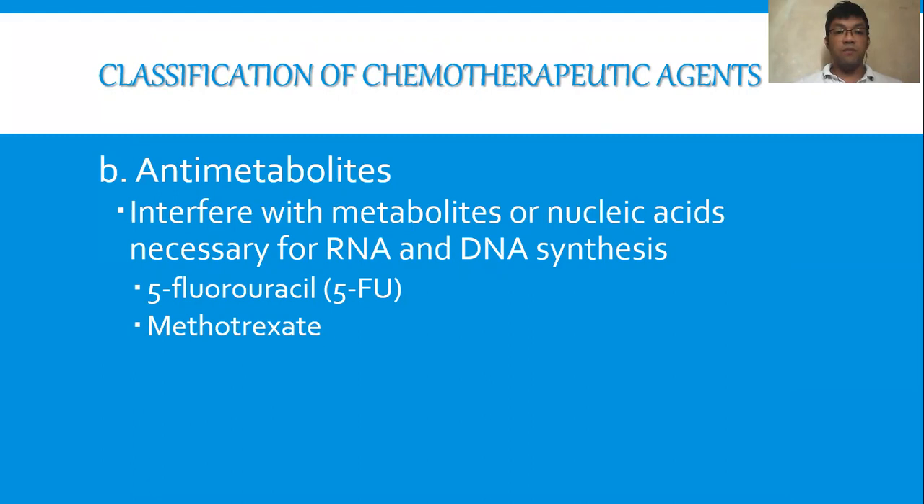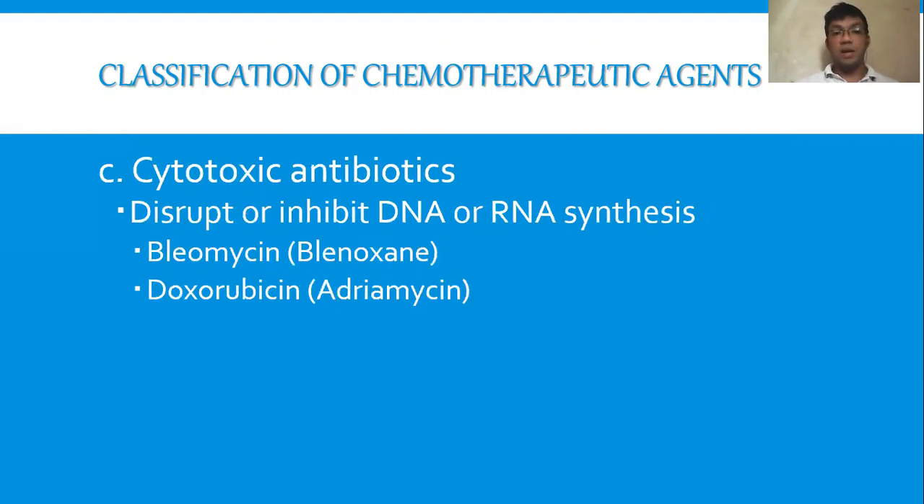Examples of this would be 5-fluorouracil, 5-FU, or methotrexate. So they inhibit or interfere the nucleic acids that is needed by the RNA and DNA. Next, we have the cytotoxic antibiotics. This one, they disrupt or inhibit DNA or RNA synthesis. So again, they stop the creation of new DNA and RNA. Examples of this would be bleomycin, blenoxane, and doxorubicin, adriamycin.